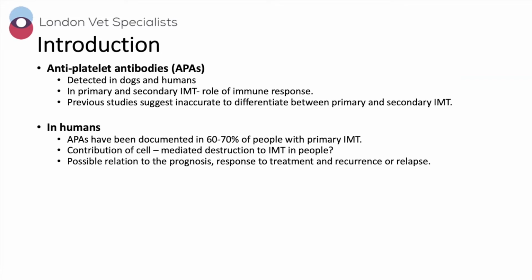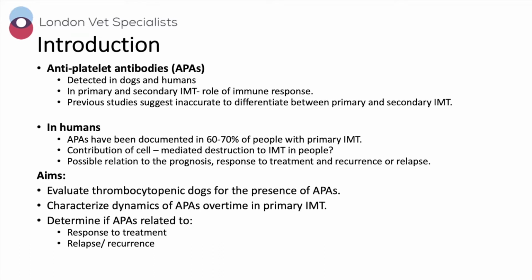In humans, APAs have been documented in about 60–70% of people with primary IMTP, and this potentially suggests a contribution of cell-mediated destruction. There has been a possible relation to prognosis, response to treatment, and recurrence or relapse in people, although this is still being researched. So the aims of this paper were to evaluate thrombocytopenic dogs for the presence of APAs and characterise how they change over time in primary IMTP dogs, and also determine if the presence of APAs is related to the response to treatment of IMTP and relapse or recurrence rates as well.